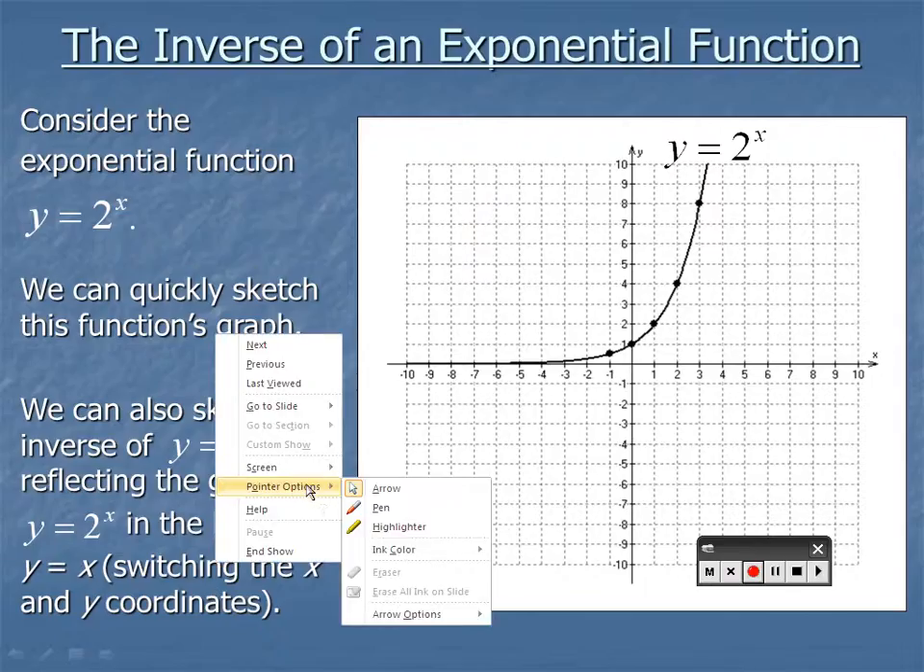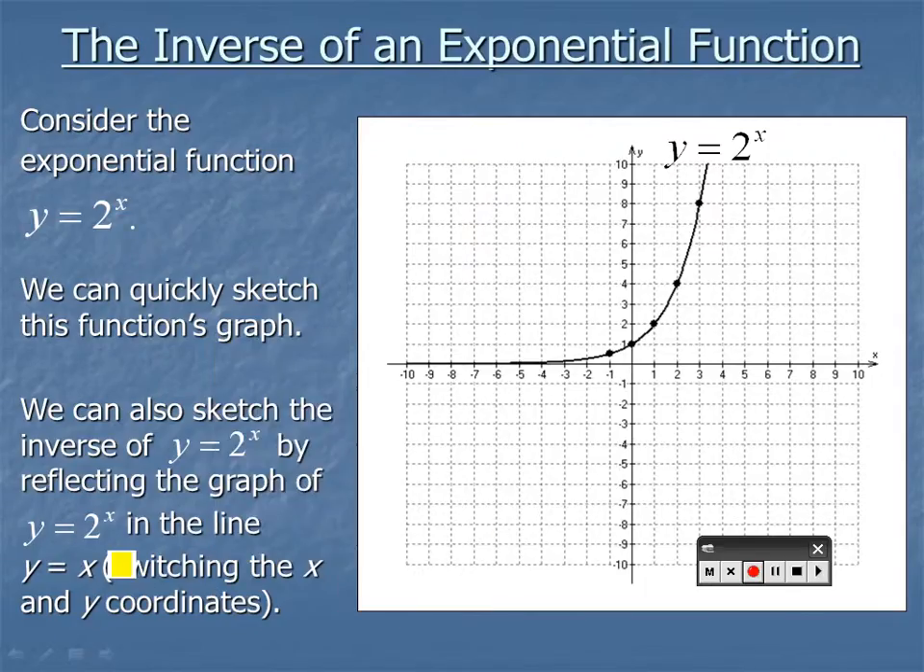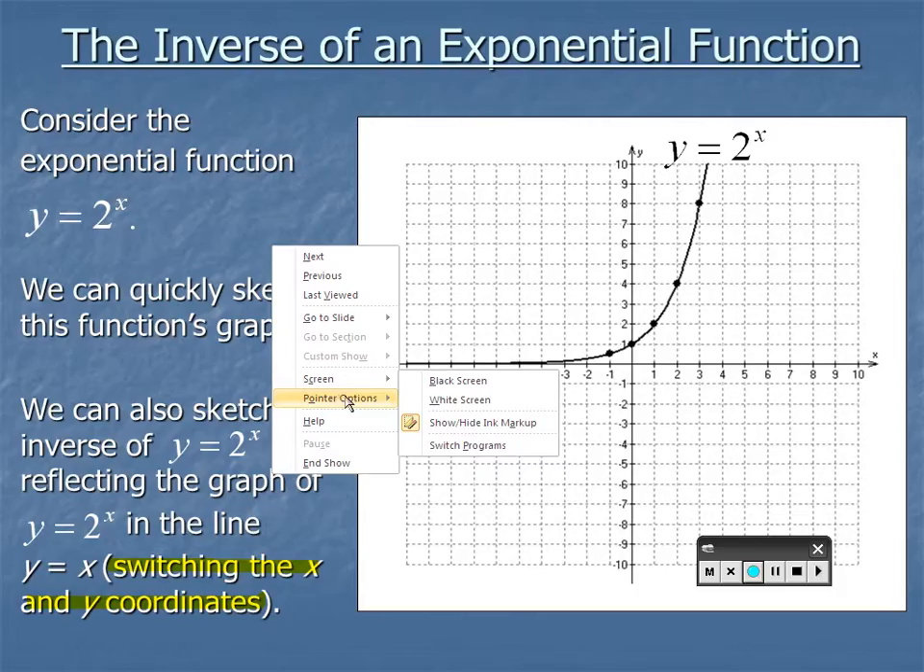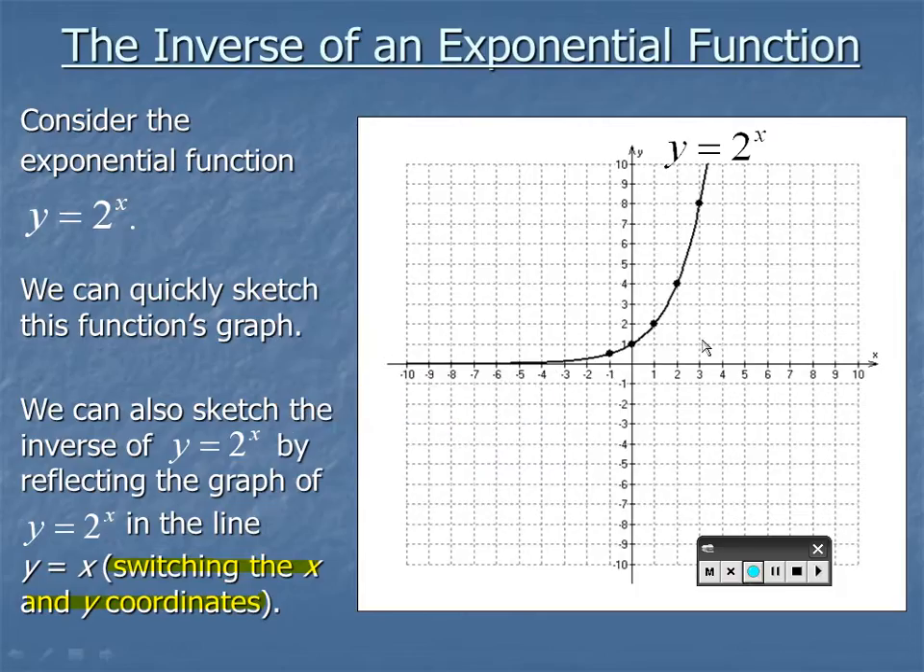I'm experimenting here a little bit with this stuff, so I'm going to turn the highlighter on. Switching the x and y coordinates. So I'm going to draw a line on here. The line y equals x. You can see every x value is equal to the y value. There's 1, 1, 2, 2, 3, 3, 4, 4, and similarly in the negatives. And if you just imagine taking this graph and flipping it over there, we're going to get something that looks kind of like that. Can you see the way I'm moving my mouse? Okay, just to get the idea.